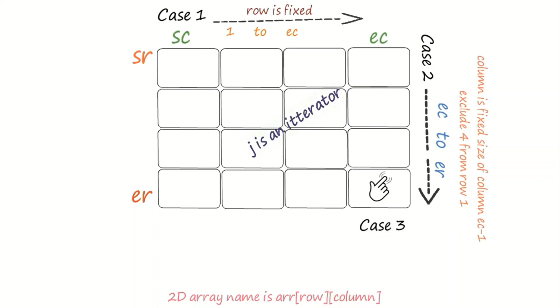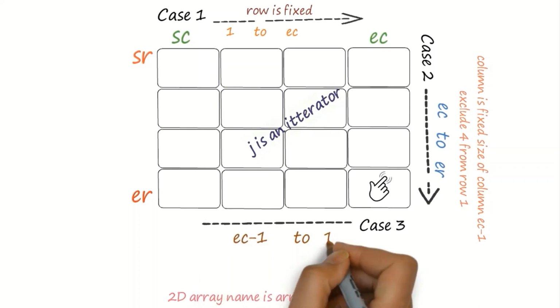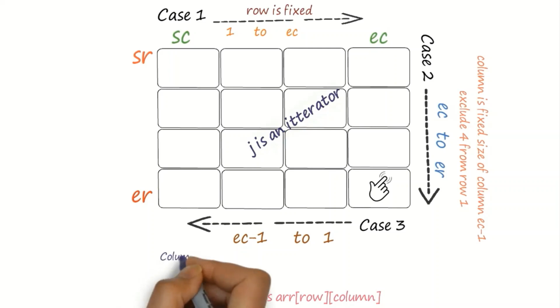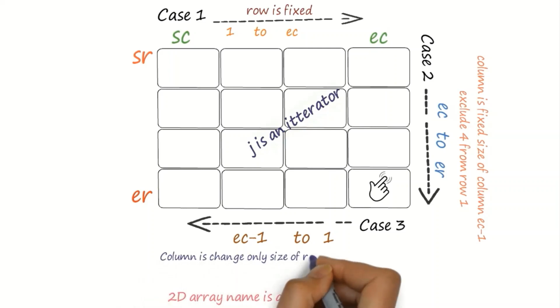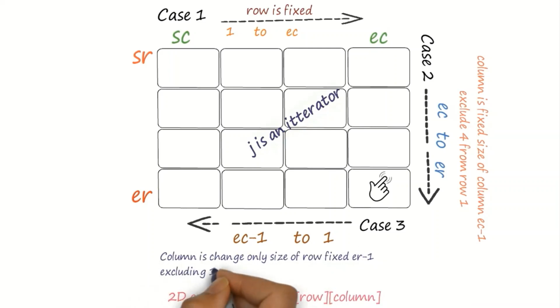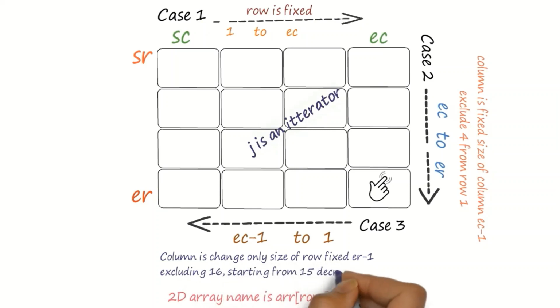Now for case 3, we have to omit the marked position. So we have to iterate from EC minus 1 to 1. And here the iterator J is decrementing since we are moving from right to left.